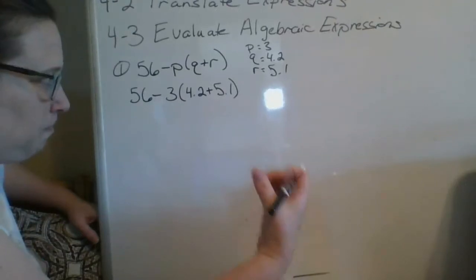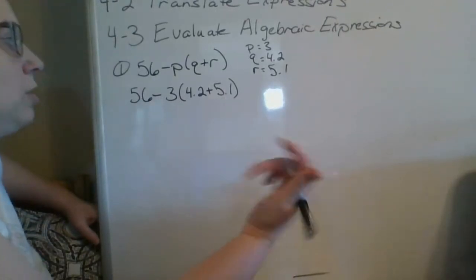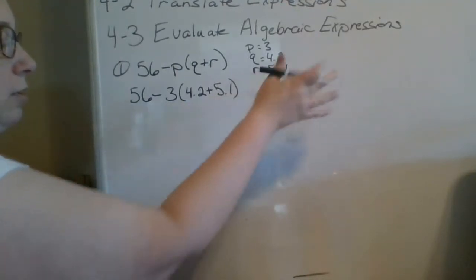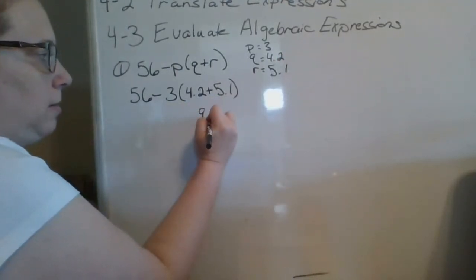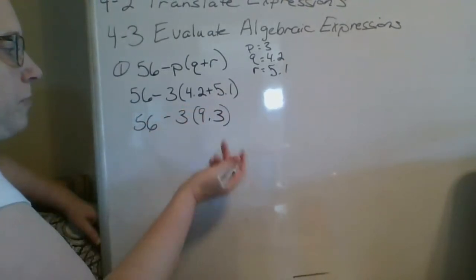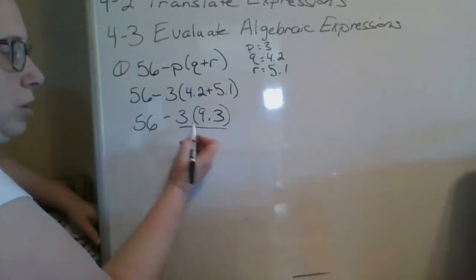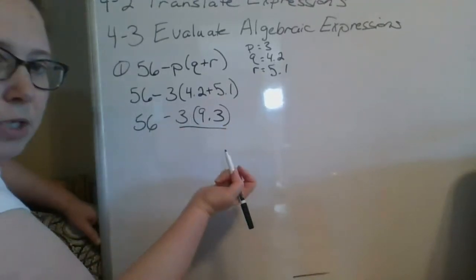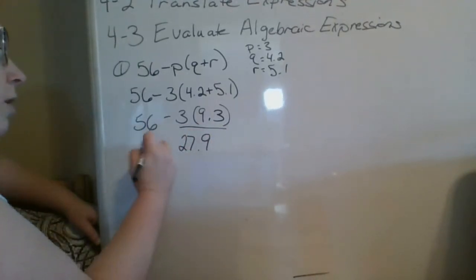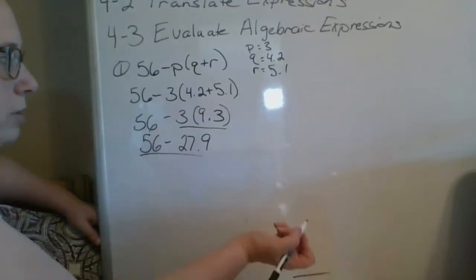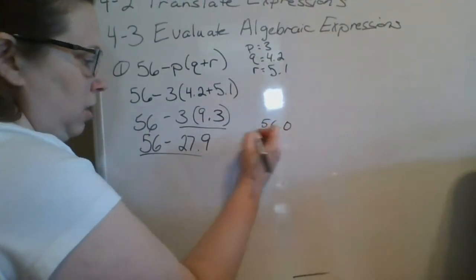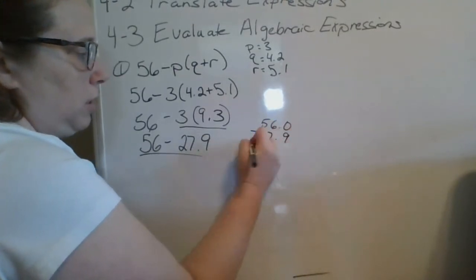What you need to do now is remember your order of operations. Order of operations tells us that parentheses come first. So first we're going to add these, and if you want, you can do that off to the side. And copy everything else down. Next, we're going to do this multiplication. Remember, when a number is beside parentheses, that means we're multiplying. So we're going to do that multiplication. And the last thing that we have is the subtraction. So we are going to subtract 56 minus 27 and 9/10.